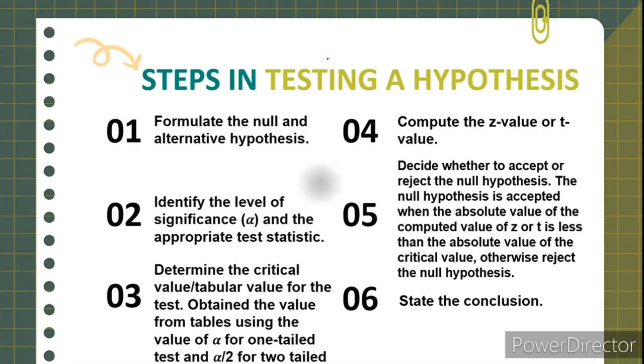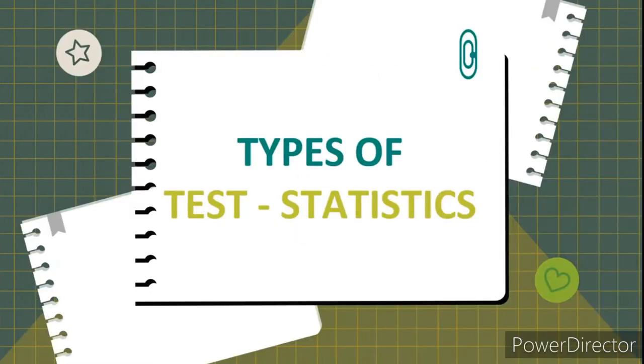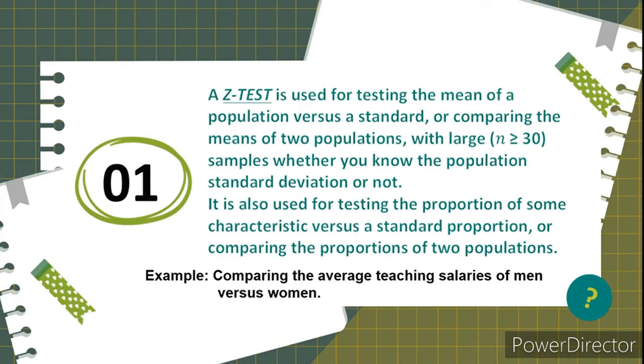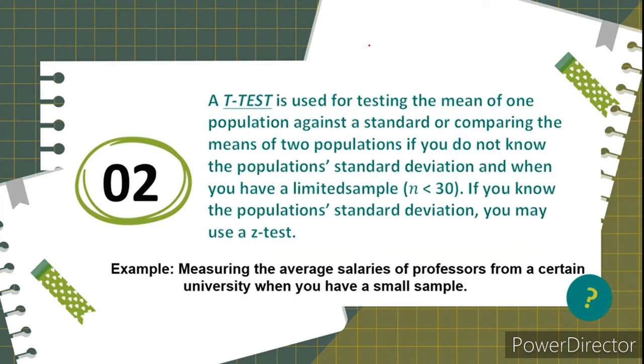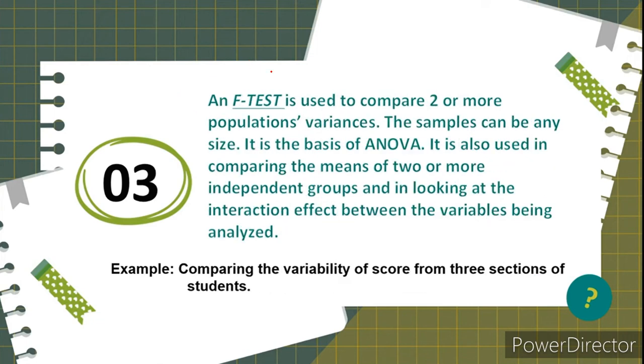I ask you one by one. Parang nagkaroon tayo ng recitation. So yun po. Z-test is n is greater than 30 and t-test is n is less than 30. Ganun lang naman yun. F-test is 2 or more population variances, or ANOVA, the analysis of variance.